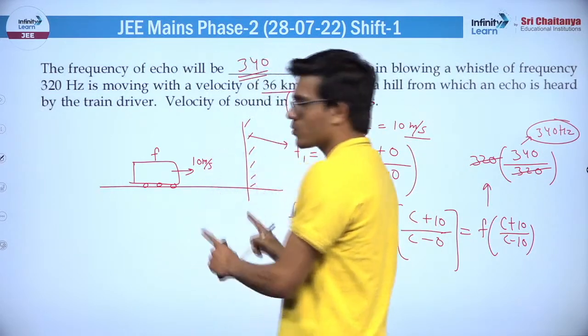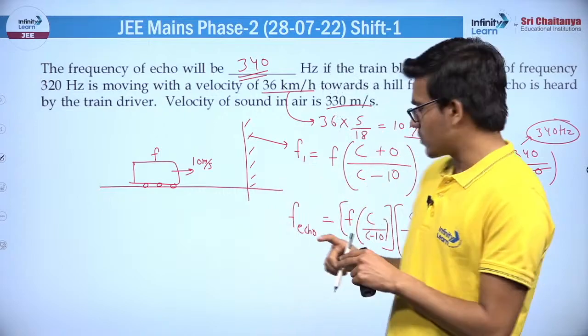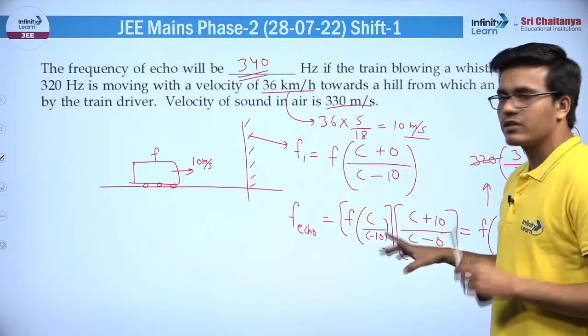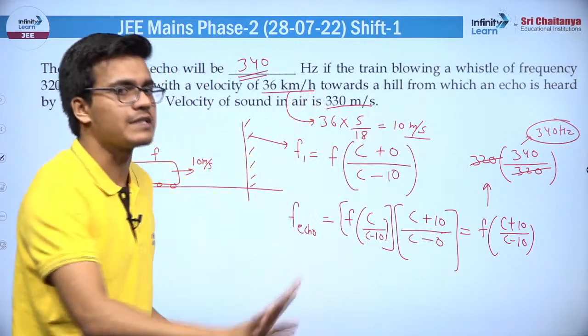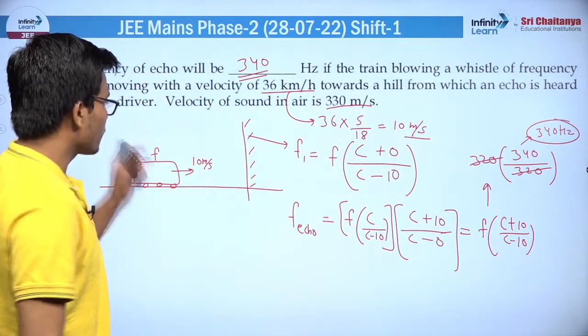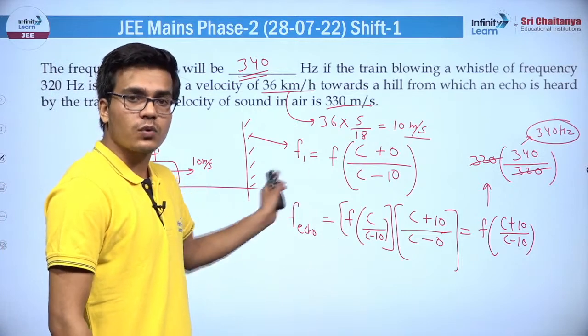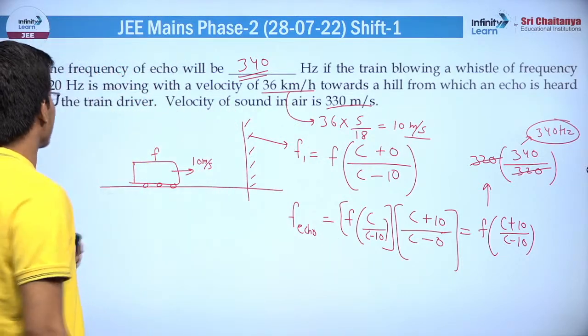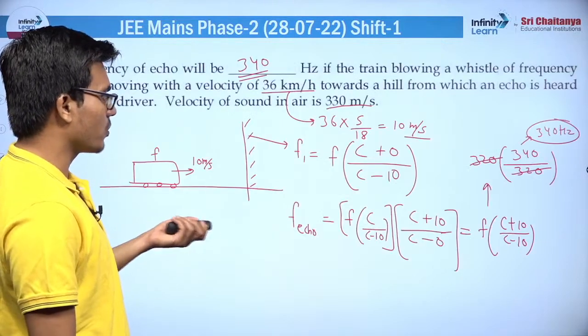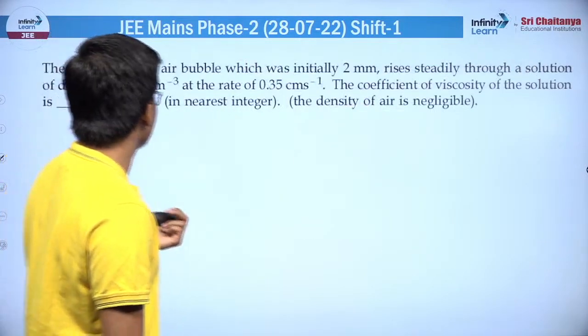I would say this is a medium type question, first of all because people do not know how to apply the Doppler effect, that is the only reason. Otherwise calculation-wise this is a very easy question. Once you know the formula and how to apply the Doppler effect, you can find the echo frequency very easily, because it does not have a complex calculation. Moving to the next question.